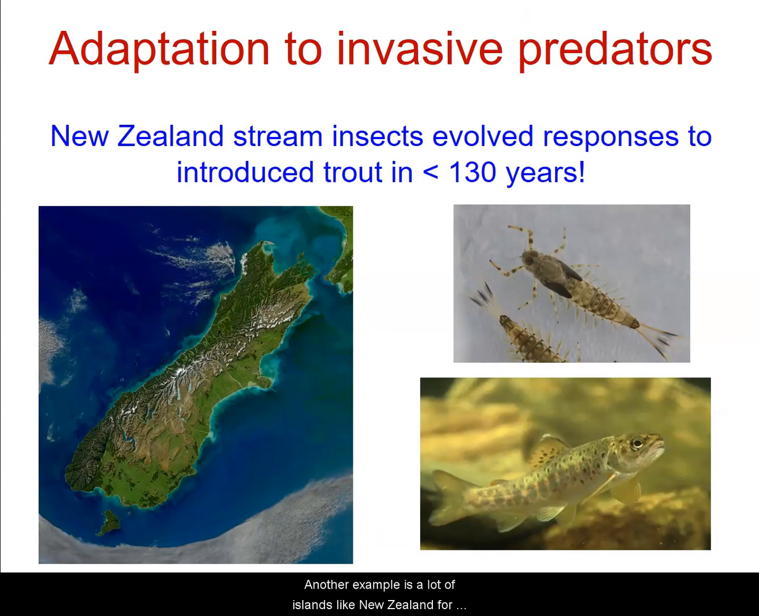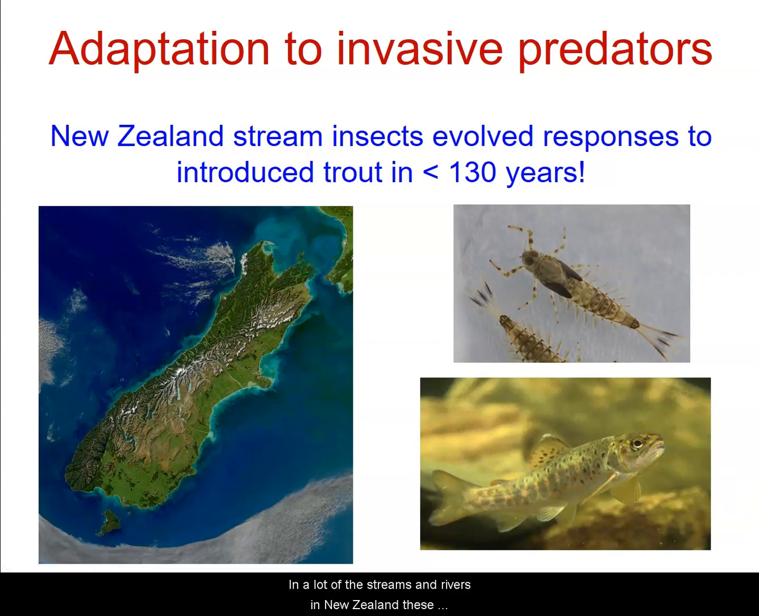Another example is a lot of islands, like New Zealand, for example, have what we call endemic species, species that you can only find on those islands. As a result, a lot of those species do not have natural predators. So they're happy and healthy and living their lives without being threatened by predators. But also in places like New Zealand, they tend to get colonized a lot. So about 130 years ago, the British came and started colonizing parts of New Zealand and brought with them brook trout, like the one you can see on the bottom here.